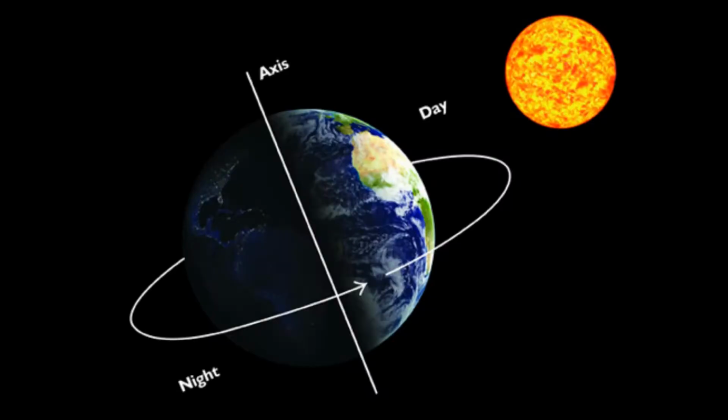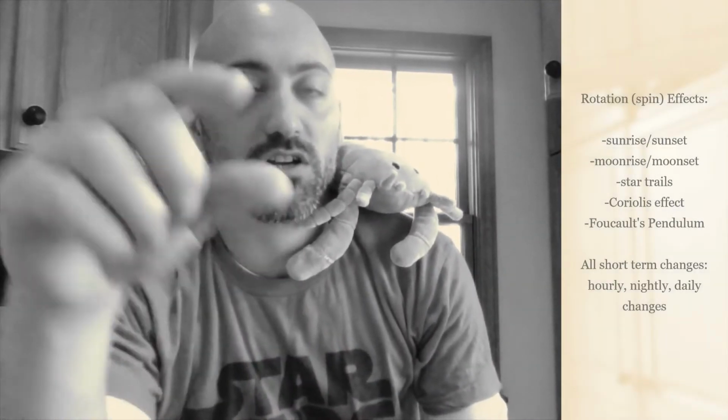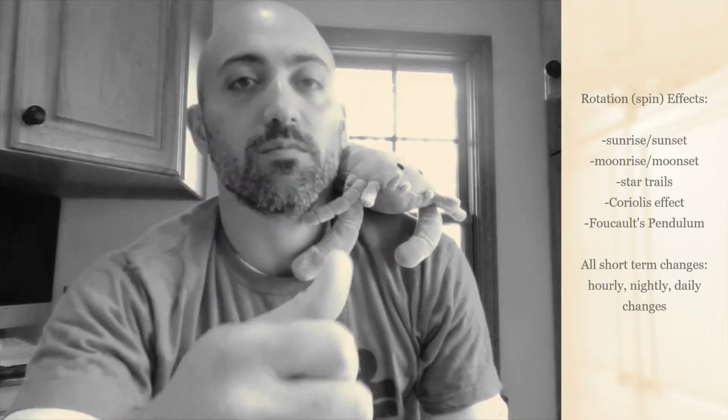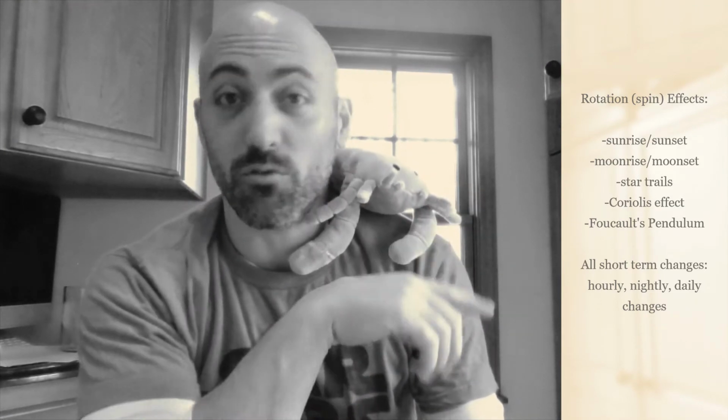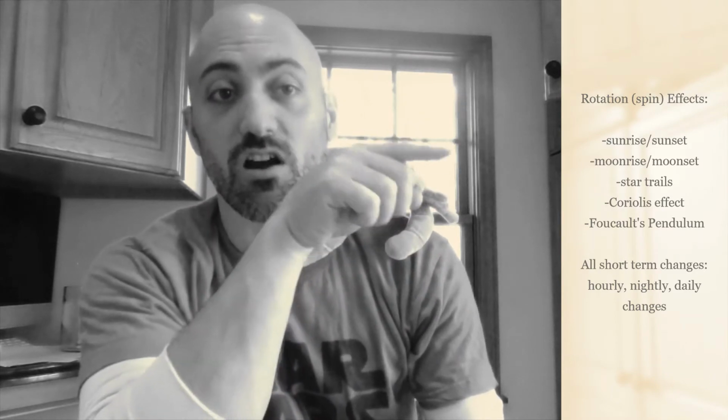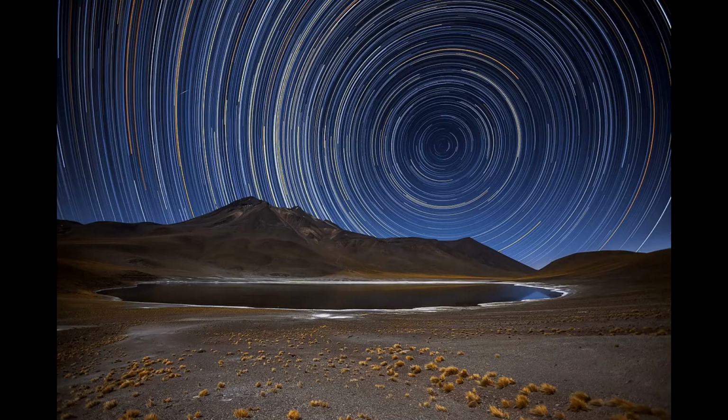So the Earth spinning, the Earth turning on its axis, that's a rotation. So different things, short-term changes. You see the sun rise and set. Maybe that might be happening over here, or the moon rising and setting, or the stars going around in a circle on a time-lapse picture in the sky. So Earth spinning. How did we test that?